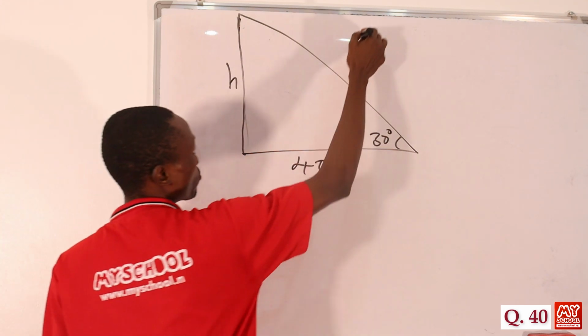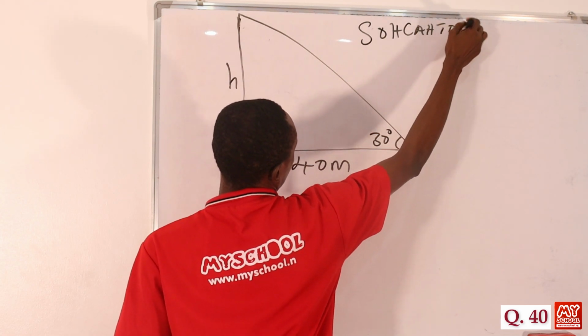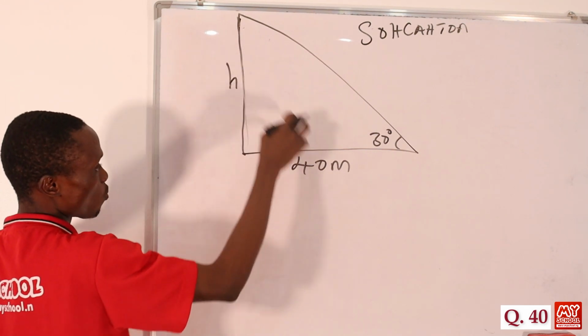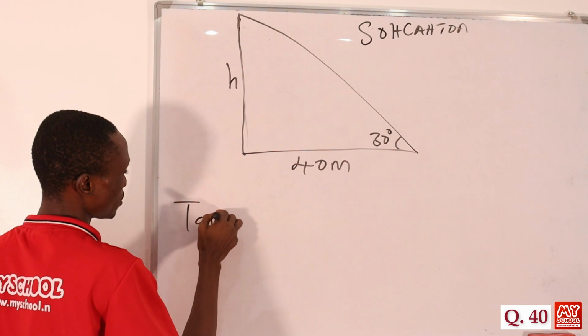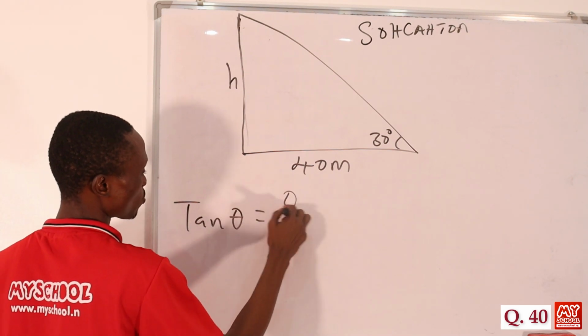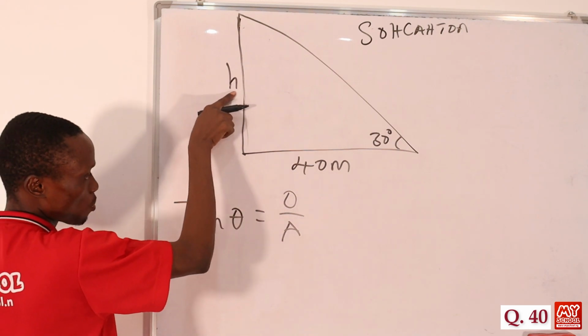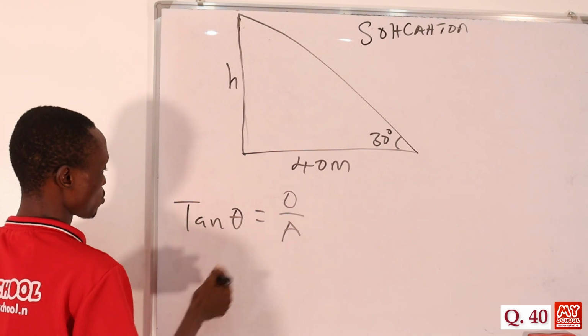So here we just have to apply SOHCAHTOA. We have to use SOHCAHTOA to determine the height of the tower. In this case, we have opposite over adjacent, so we'll be using tan. So here we'll be using tan theta, which is equal to opposite over adjacent. Why? Because in this question, we are given opposite and we are given adjacent. So that's why we are using tan. So we just substitute our values.